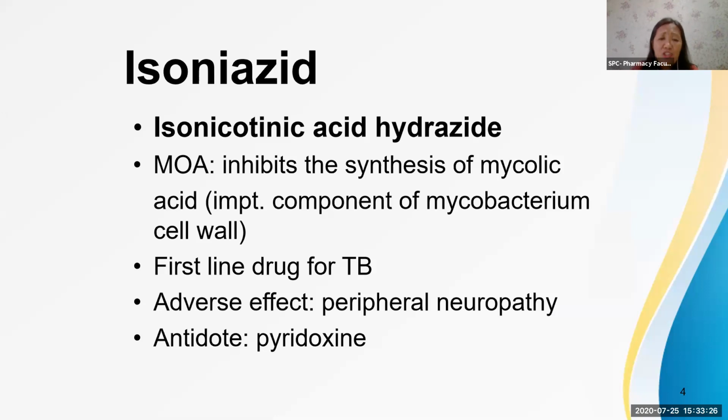It is the first line drug that we use for TB, so mga non-complicated tuberculosis. Now the adverse effect is peripheral neuropathy. So peripheral neuropathy, meaning ang mga sa mga nerves, no, minsan neuropathy like atrophy.